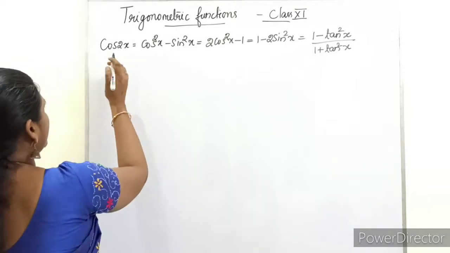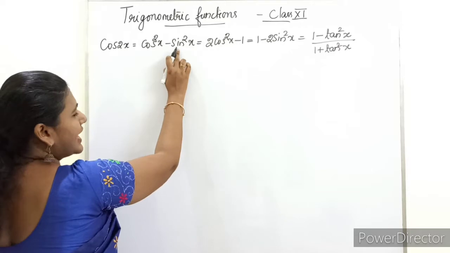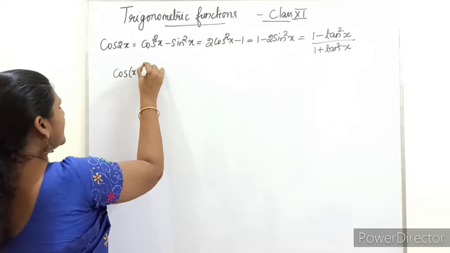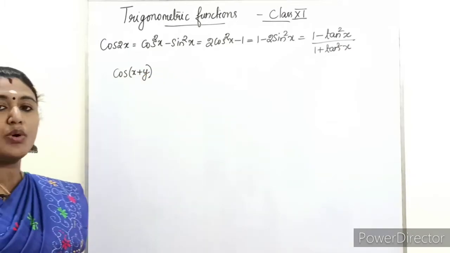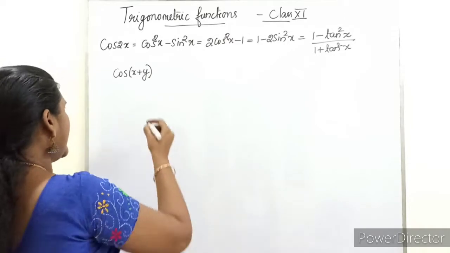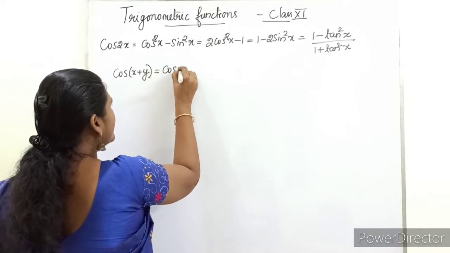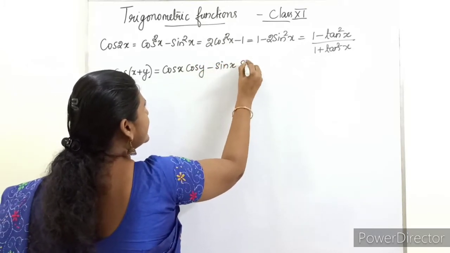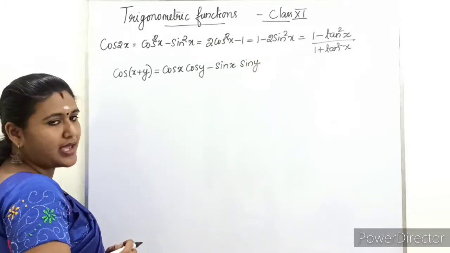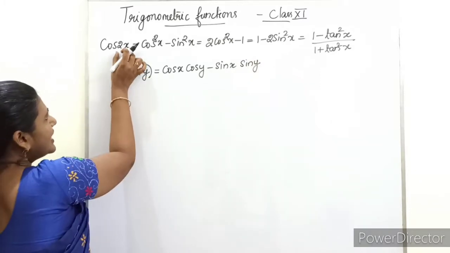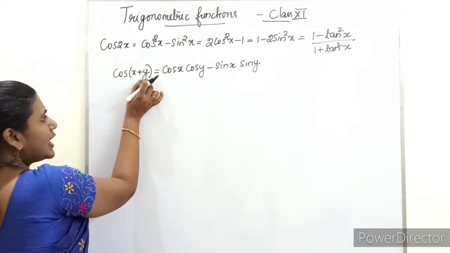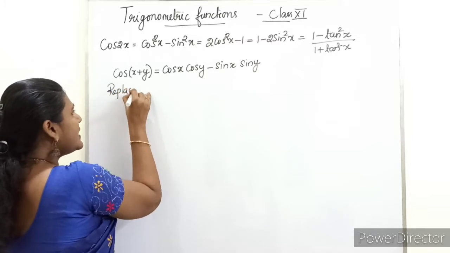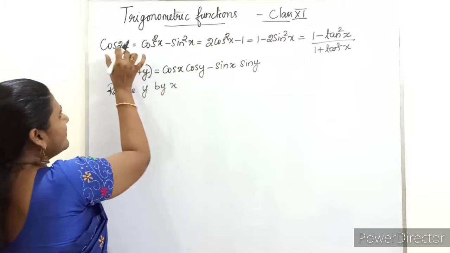So the first one, cos 2x. How are we going to derive the first formula? For that we will use the formula for cos(x plus y), which we saw in our last video. Cos(x plus y) is equal to cos x into cos y minus sin x into sin y. Here we need 2x, so we have to replace y by x. You will get the value of cos 2x.